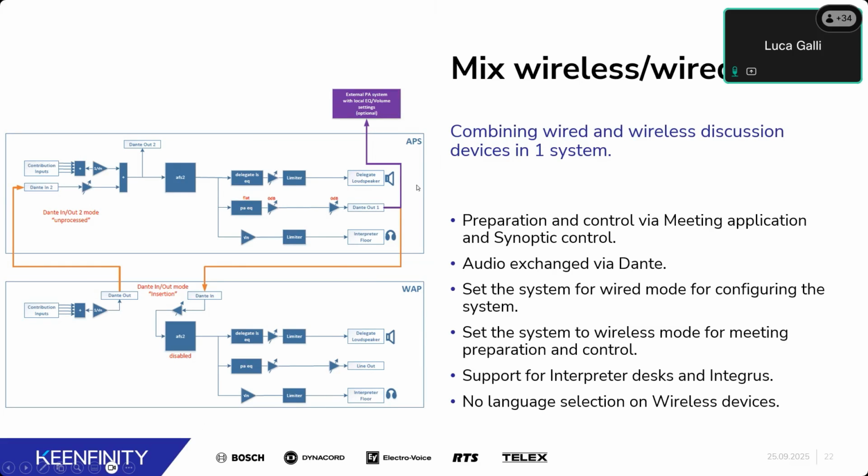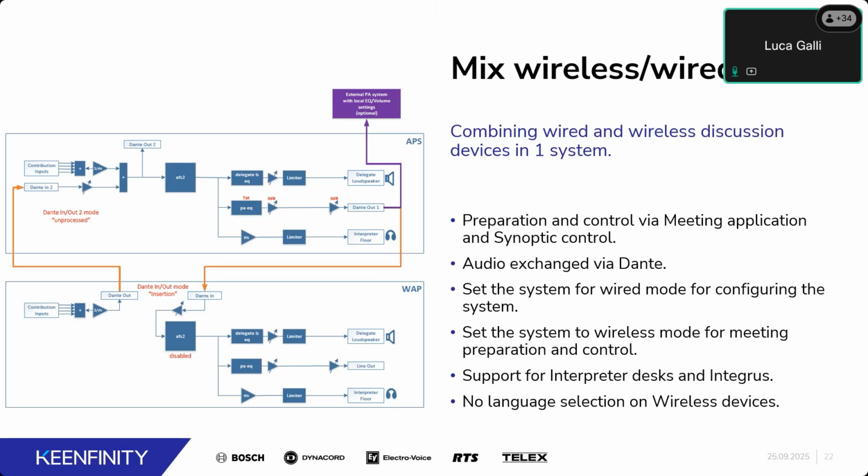The preparation and control of both wired and wireless units are managed via meeting application and synoptic control. The meeting application is the software that manages all the system, and the synoptic control is a web page you can customize upon your needs. So quite easy, because you only have to set the system for wire mode when you configure, and then you set the system to wireless mode when you have to manage the meeting preparation and the control.